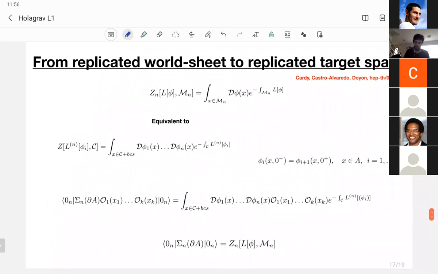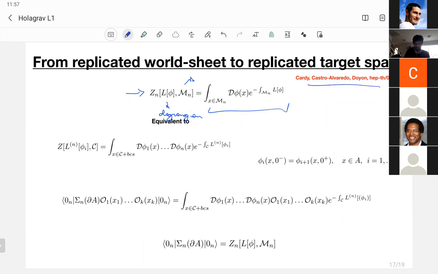what I was saying is that you have to compute this partition function. This partition function depends on the Lagrangian that you have. You can have scalar fields, fermions, whatever you want; it is the Lagrangian of your fields. And it depends, of course, on this complicated manifold, M_n. And I'm telling you that you have to compute this path integral to obtain the partition function.